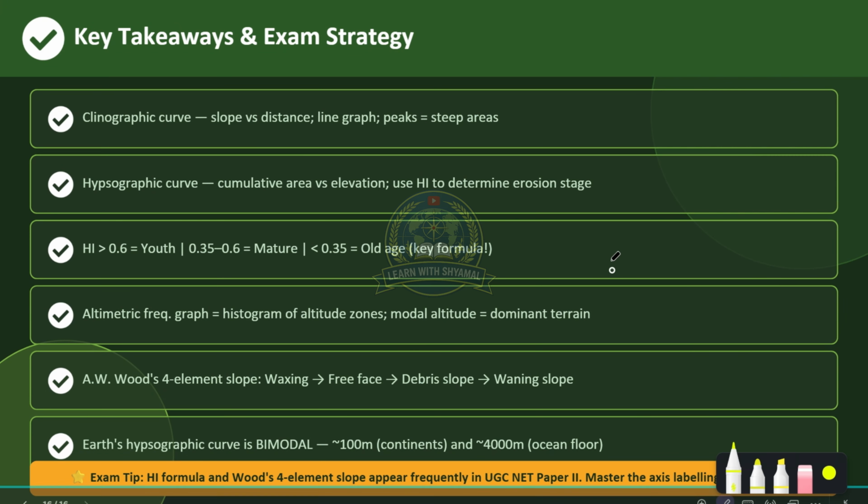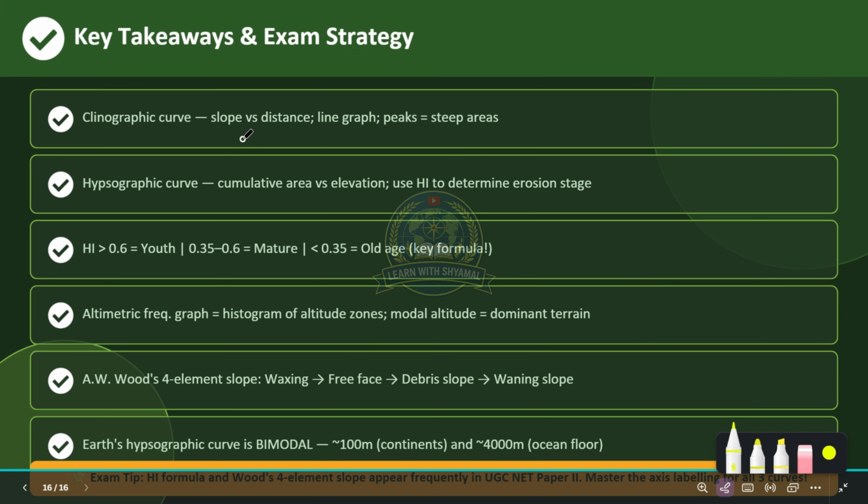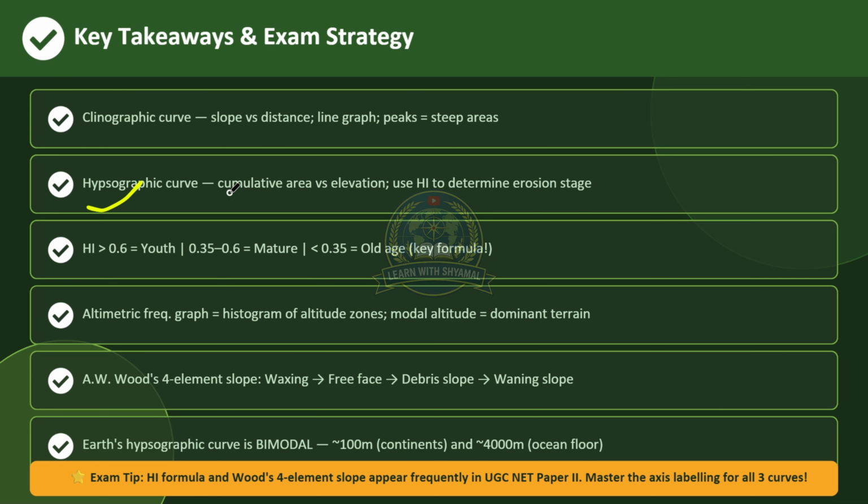Okay, clinographic curve, slope versus distance, line graph, peaks are steep areas. Hypsographic curve, cumulative area versus elevation. Use the hypsometric integral to determine erosion stage. Hypsometric integral more than 0.6 means youthful stage. 0.35 to 0.6 mature, less than 0.35 old stage.